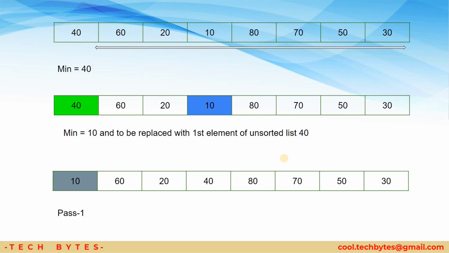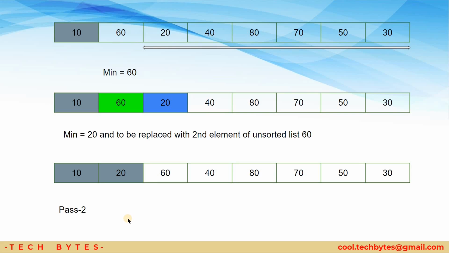Say we have a list of numbers, so I can take minimum is 40 and scan through the list to find the minimum value in the list. Alright, so here I found 10 is the minimum value in the list, so I can replace 10 and 40. Now the new list becomes 10, 60, 20, 40, 80, 70, 50, 30. So by the end of pass 1, you found one element in its right place.